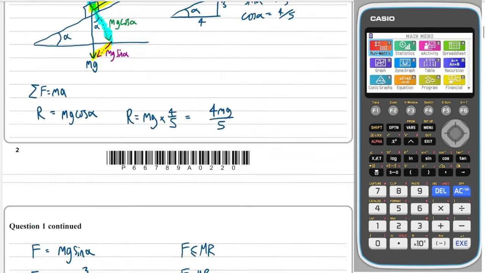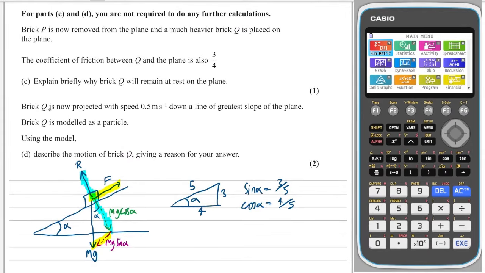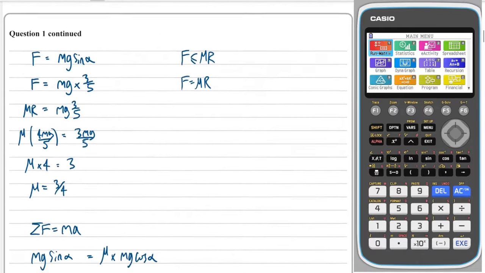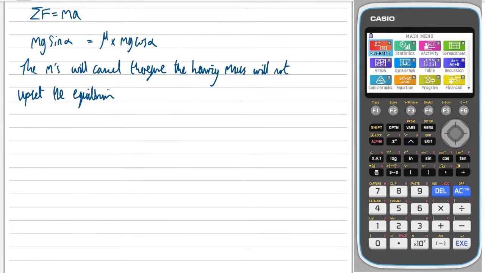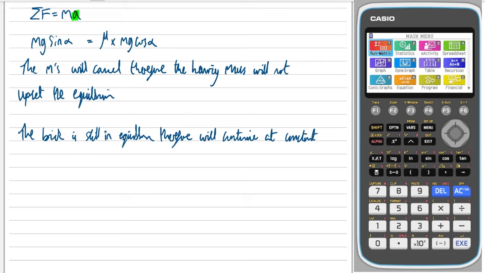Okay, next question. It says the brick is now projected with a speed down the line of the slope, and the brick is modelled as a particle. Describe the motion of the brick, giving reasons for your answer. Well, it's now got initial velocity, but again, we've already shown that the acceleration will equal 0, because these two things are going to be balanced still. So because it's still in equilibrium, the brick is still in equilibrium, therefore it will continue at constant speed.